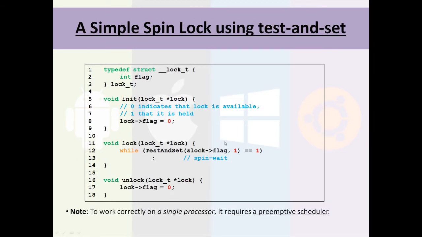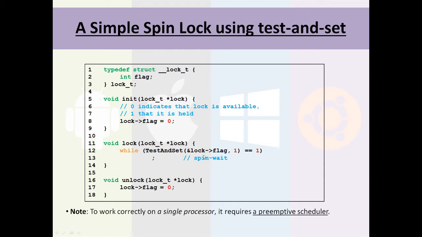So how it looks in terms of our simple lock is as such. We have the same setup: a lock structure which just has an integer variable called flag. We set lock flag equal to 0, indicating that 0 means the lock is available and 1 means the lock is held. It's all the same as before, and the unlock is the same as before. The only thing that changes now is our lock function. While test and set is equal to 1, we're going to spin and wait. That means that while a lock is currently held by someone else, I'm just going to wait.